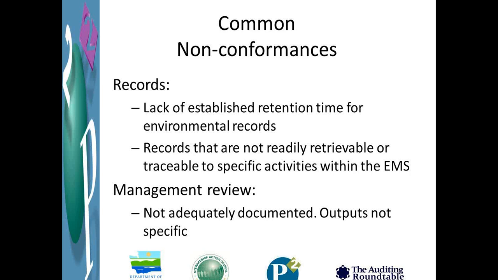Records that are not retrievable or traceable to specific activities, as with document management, as we've talked about in the past. All EMS documents don't need to be in the same place, on the same file drive, in the same 3-ring binder, but they do need to be retrievable, and they need to be linked one to another. And many times there can be weaknesses in that regard. And then management review. Oftentimes management review is not adequately documented, and the outputs are not specific. The outputs meaning, all right, management absorbed this information, it was reported to management. What happened with that information? What are the outputs of the management review meeting? We'll talk about that in a moment.